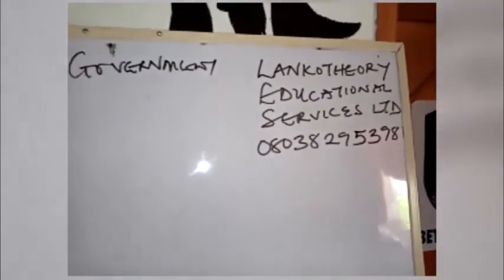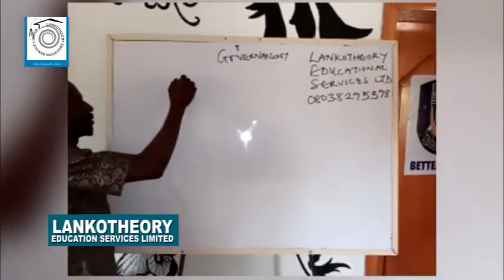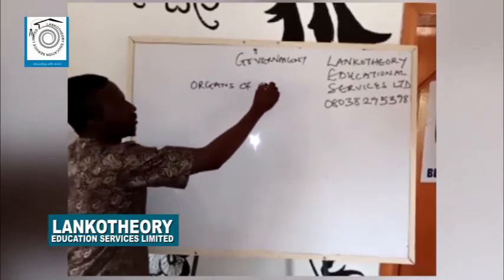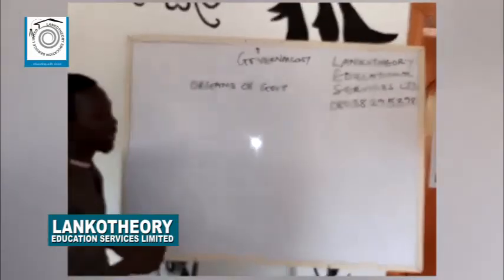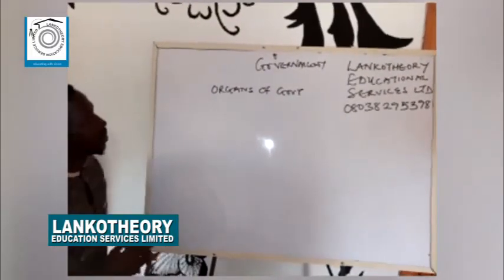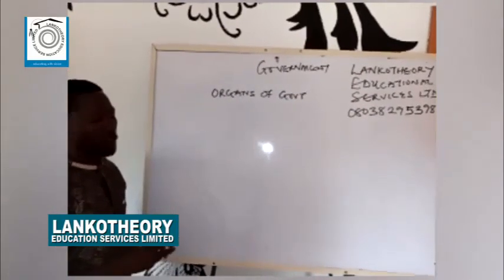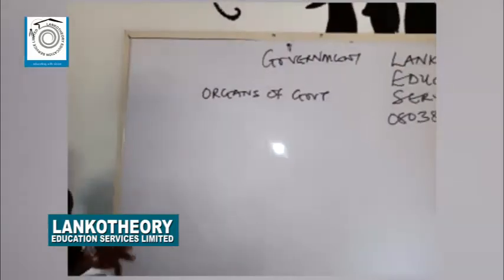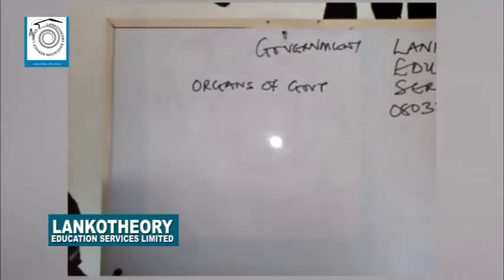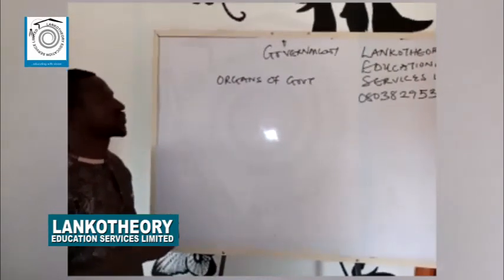In today's class, we'll be looking at the organs of government. Like we said in our last class, in our further classes we will discuss what is meant by the organs of government. The organs of government is the machinery that carries out the wills and the policies that are implemented by the government of the state.